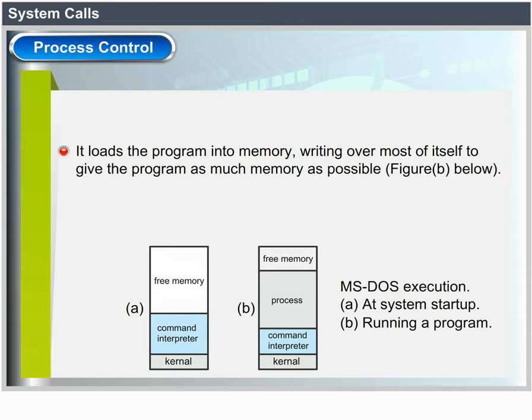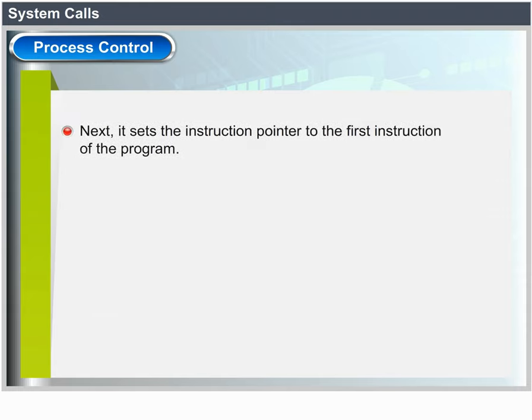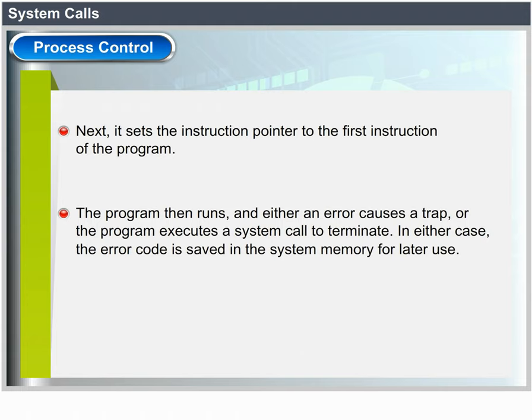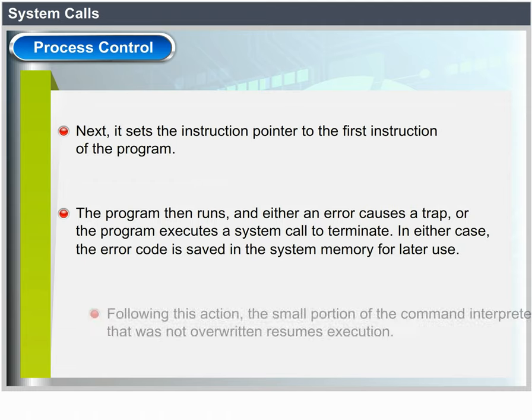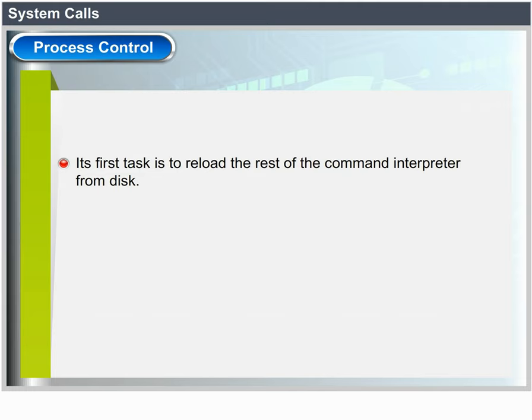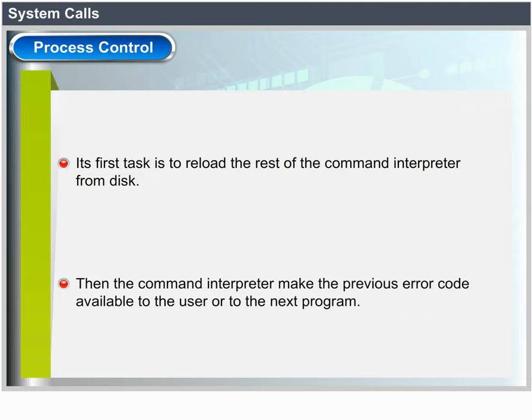Next, it sets the instruction pointer to the first instruction of the program. The program then runs, and either an error causes a trap or the program executes a system call to terminate. In either case, the error code is saved in the system memory for later use. Following this action, the small portion of the command interpreter that was not overwritten resumes execution. Its first task is to reload the rest of the command interpreter from disk. Then the command interpreter makes the previous error code available to the user or to the next program.